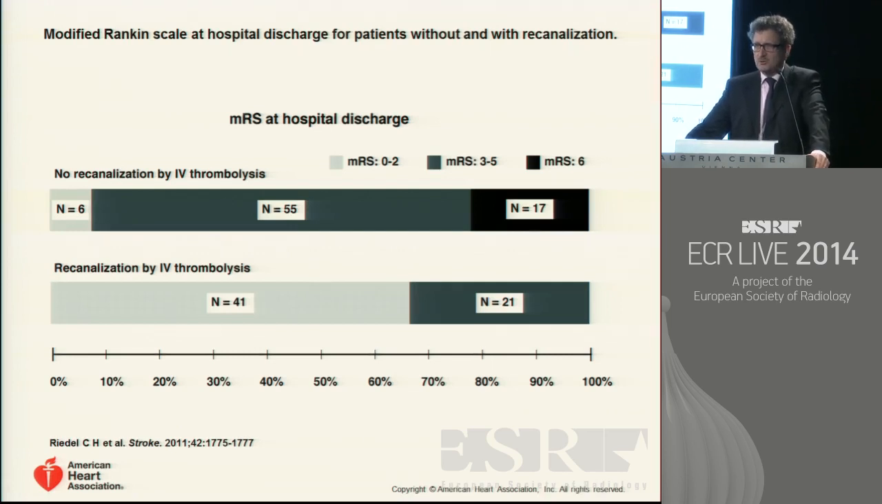If we look at patients who have recanalization or not, it is pretty clear. This is a trial from Kiel in Germany, and they looked at patients who had a hyperdense media sign. These patients underwent IV thrombolysis. It was a retrospective study, in fact. And those patients who had no recanalization by IV thrombolysis had a very bad outcome. Only 6 of these patients had a Rankin scale of 0 to 2. Very bad outcome, while patients who had a recanalization had a very good outcome. We know that already. We have shown that by other works before.